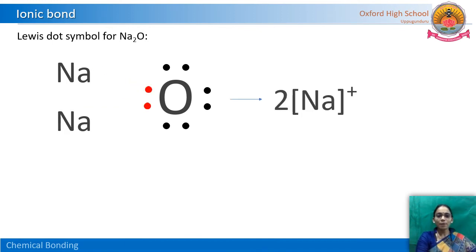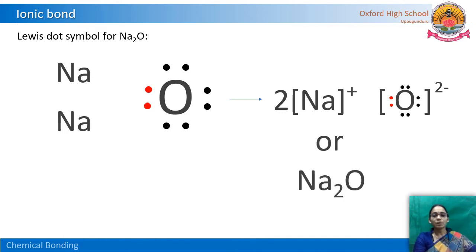And then what happens? Sodium becomes a cation. So 2 sodium atoms become 2 Na plus, and oxygen becomes O2 minus because it accepts electrons. So it became an anion. So finally, what is the product? Disodium oxide.